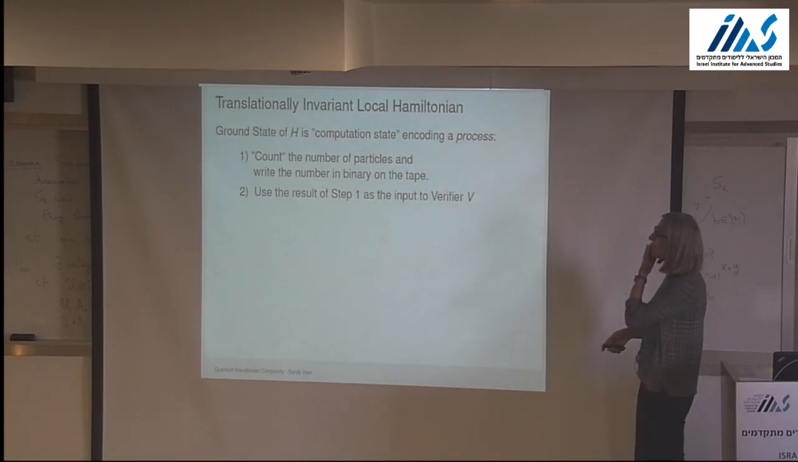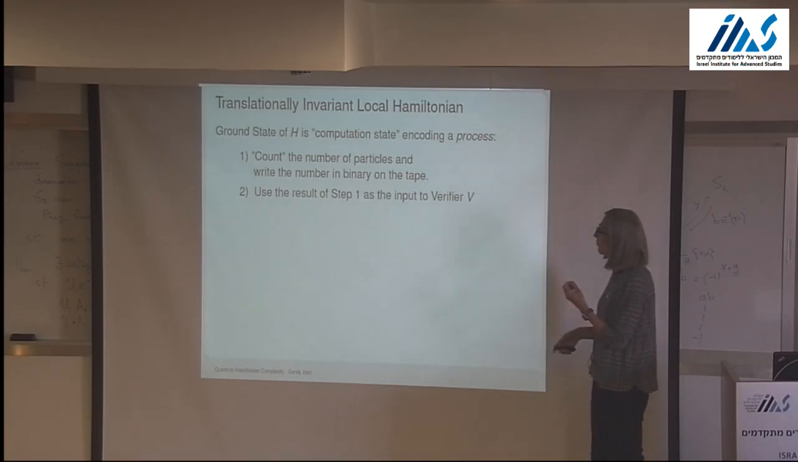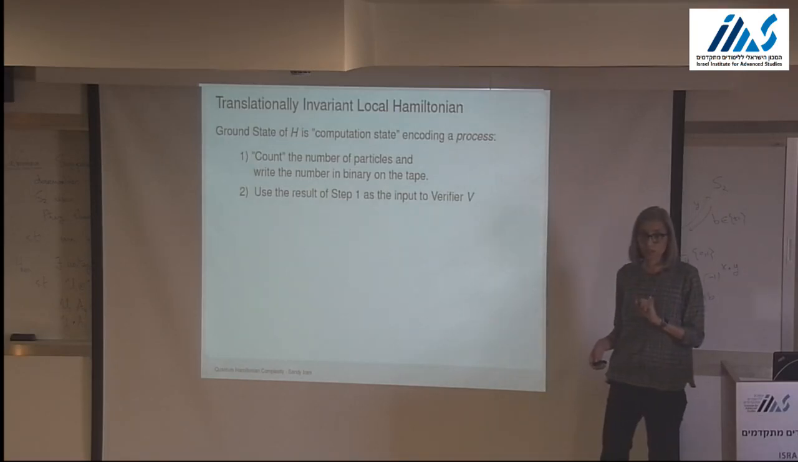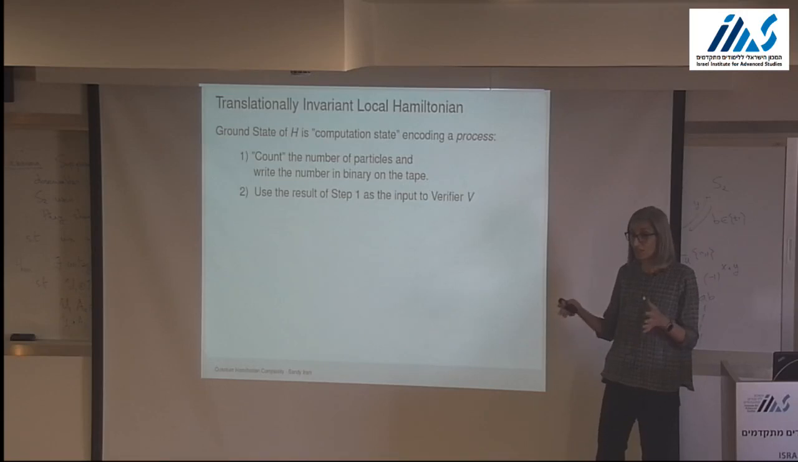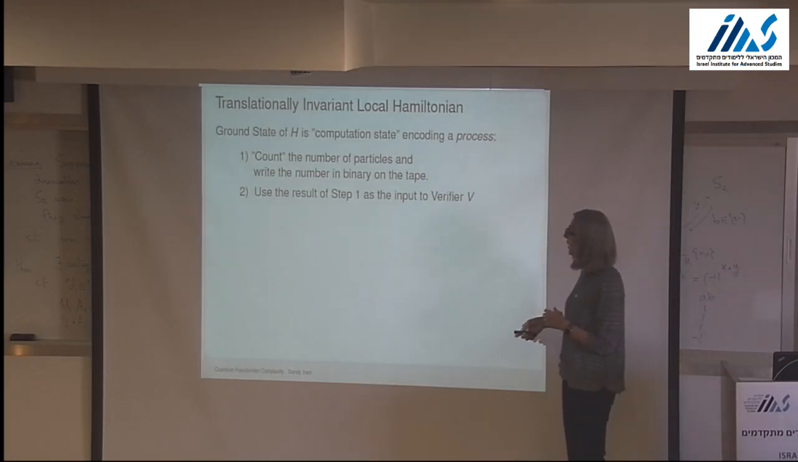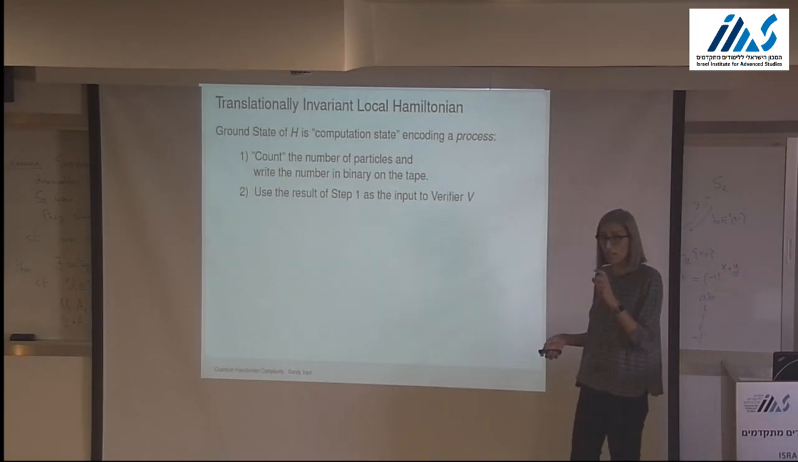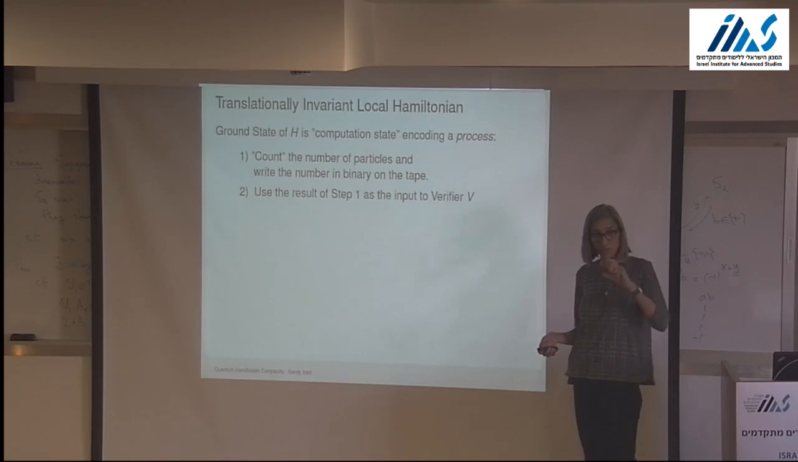So the translation invariant local Hamiltonian executes a process. And here's a high-level description. We're, again, using these propagation Hamiltonians that give the history state of a process. Instead of the execution of a circuit, it's the execution of a quantum Turing machine. So every step of the quantum Turing machine has a state. And here's what it actually executes: two processes back to back.